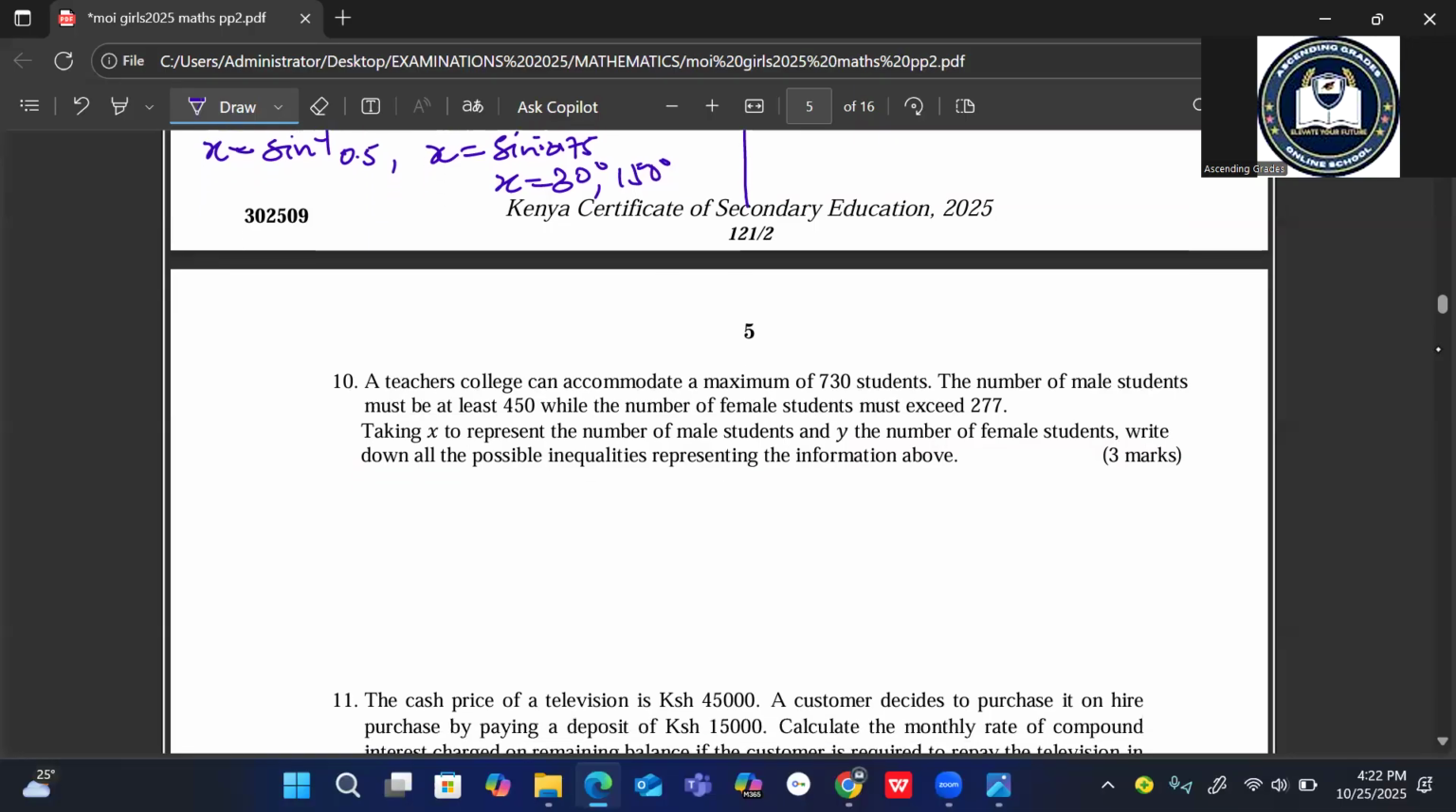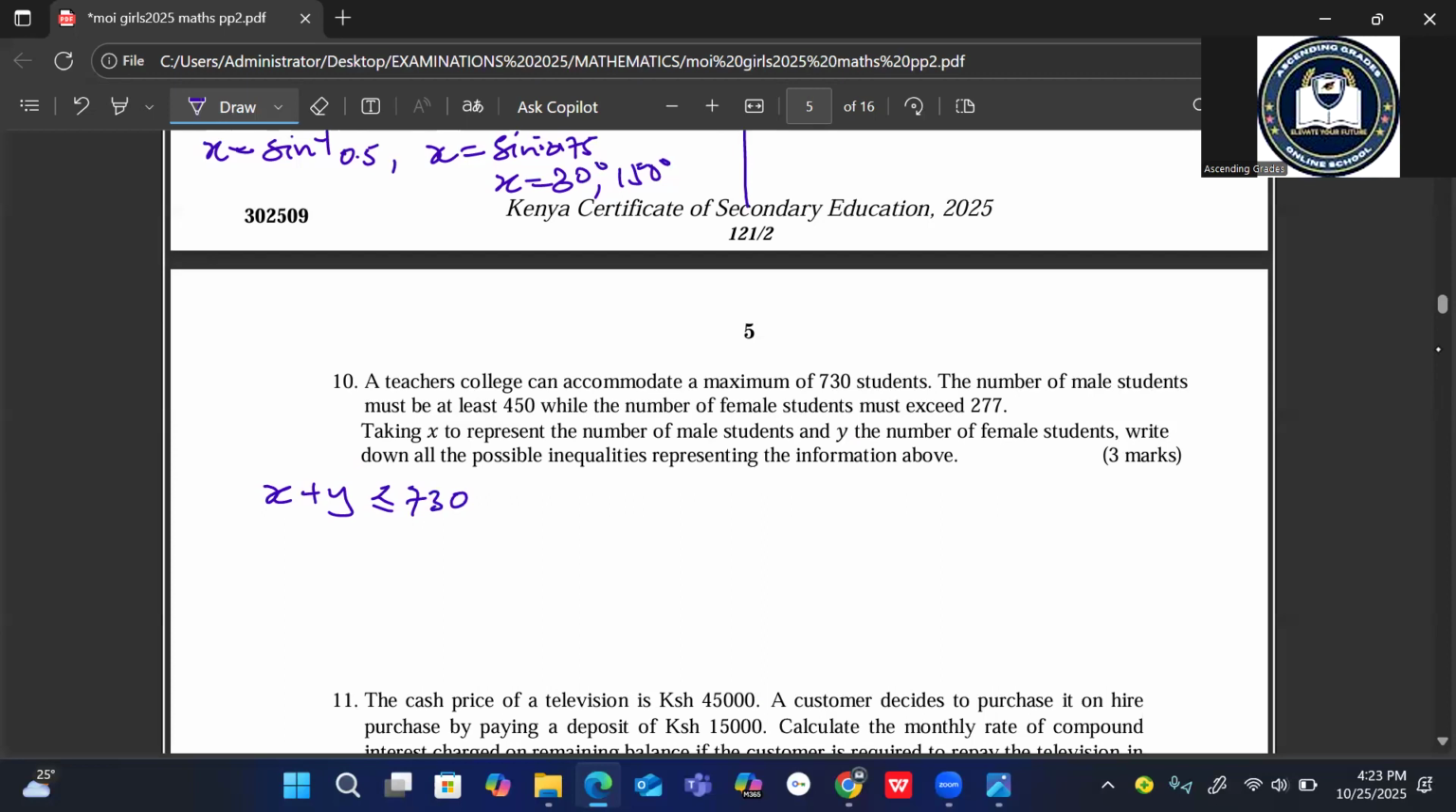So that one looks easy. They're saying a teacher's college can have a maximum of 730 students. So that is male and female, and we have male as x and female as y. So x plus y, male plus female, they are saying maximum of 730. It is either 730 or less. Therefore, x plus y is less than or equal to 730.